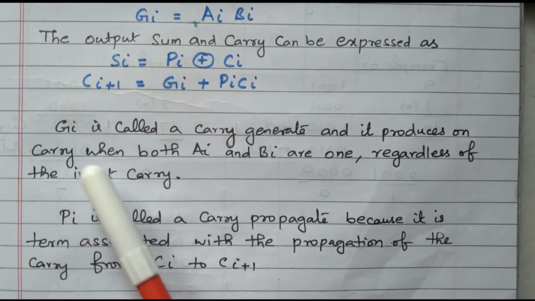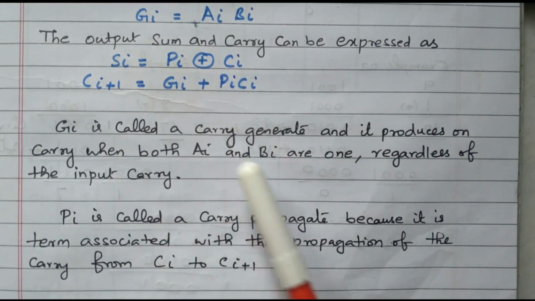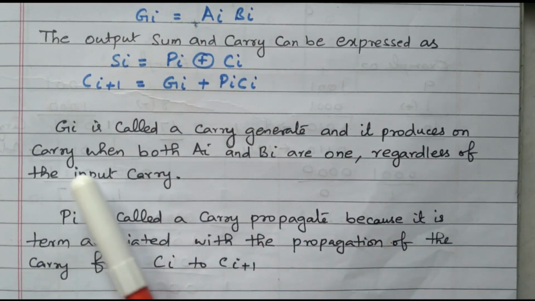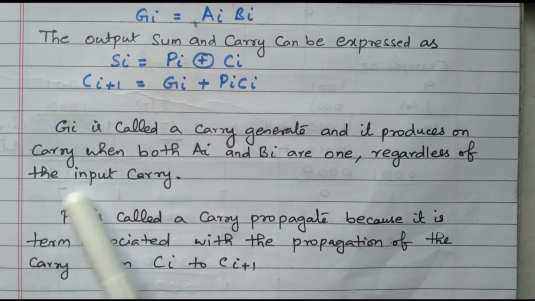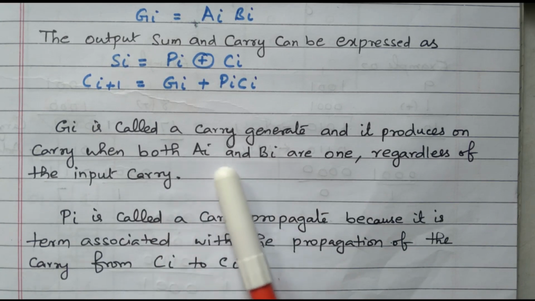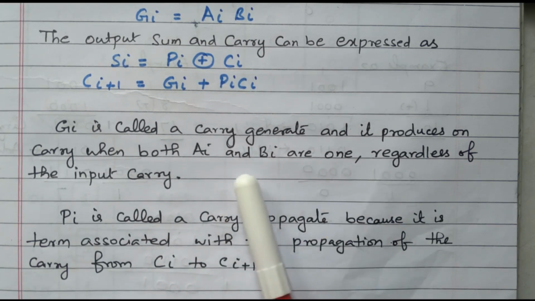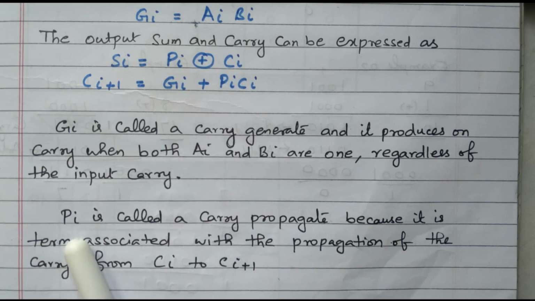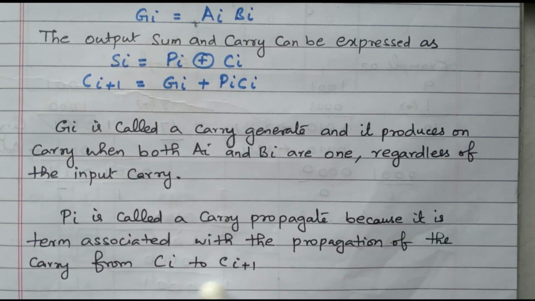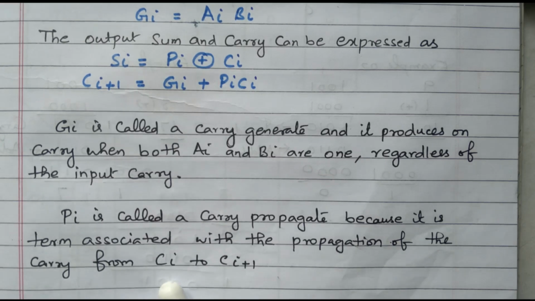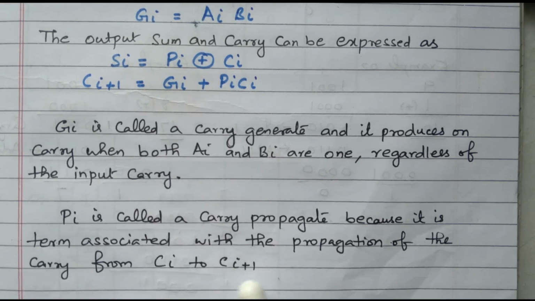We will see that. Gi is called carry generate and it produces a carry when both Ai and Bi are 1, regardless of the input carry, right. If both are 1, then only it will generate the carry. Similarly, Pi is called a carry propagate because it is the term associated with the propagation of the carry from Ci to Ci plus 1. For example, C1 means it will generate C2, C2 means it will generate C3, right. So, this is the detail about carry generate and carry propagate.